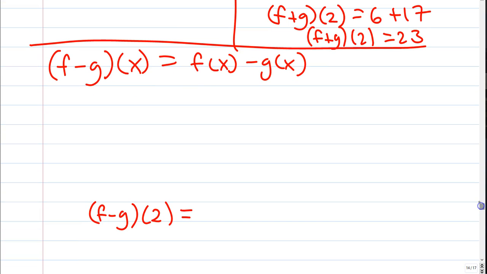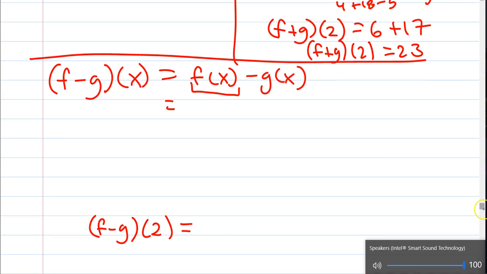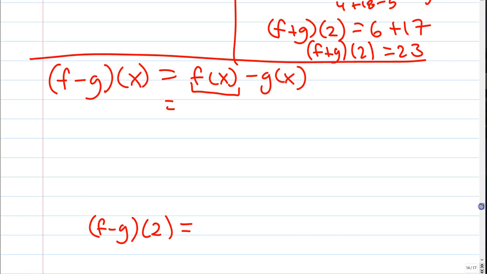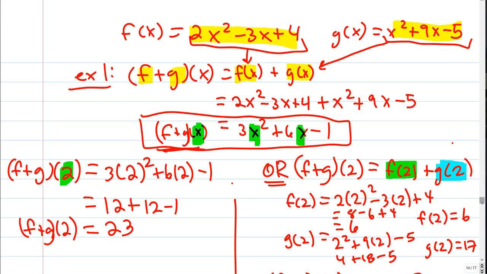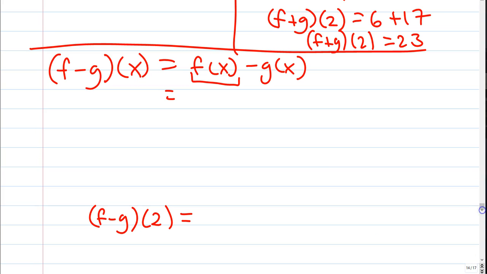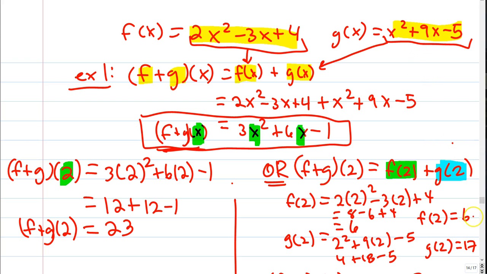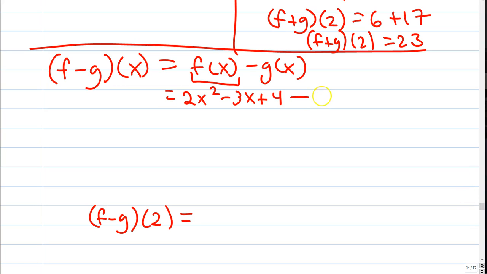We said we could add. We can also subtract. F minus g of x means f of x minus g of x. I have a new little jog in my memory. What is f of x worth? That was, let's see, 2x squared minus 3x plus 4, minus g of x, which was x squared plus 9x minus 5.